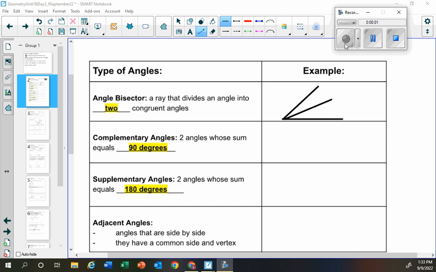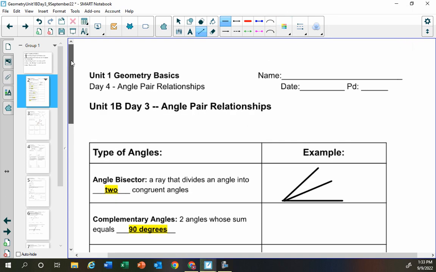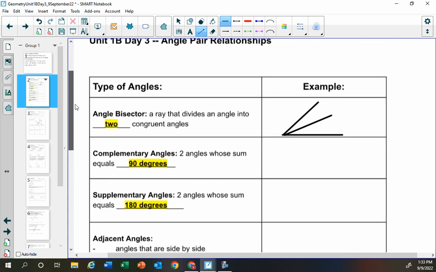Right, so we'll start with the angle bisector. Today is Friday, September 9th, 2022. Even though it says unit 1, day 4, it's really unit 1B, day 3.